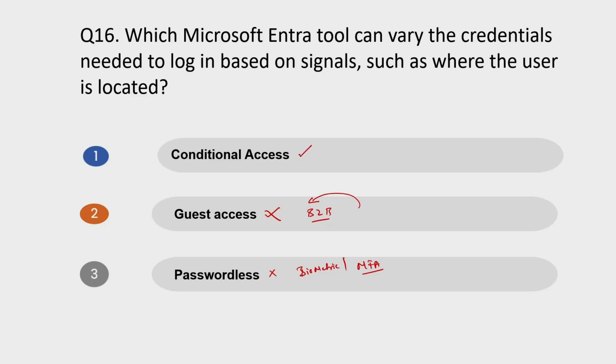Conditional access will be the right answer because there is a keyword signal over here. Based on the user location, based on the device, what the user is using, if the device is not permitted, then Entra ID will definitely check the devices which the user is using, and it will not allow the user to log into the portal or log into the Azure cloud.